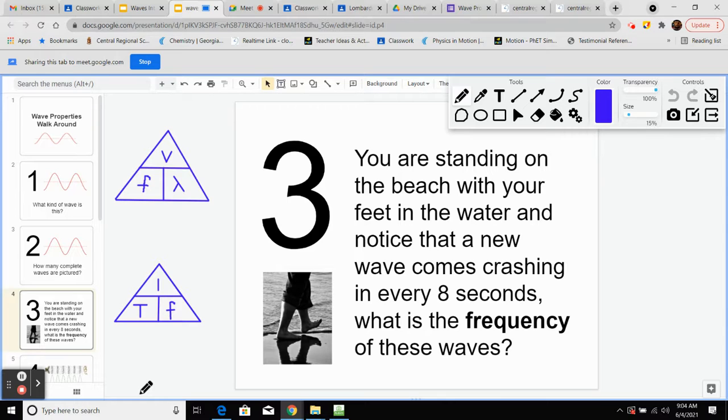No, not 8. That would be 8 divided by 1. 0.125. Okay, so it would be good. 0.125. And the unit would be hertz, but you're not going to type in the unit. You're just going to type in the number. That's 0.125. Yes.